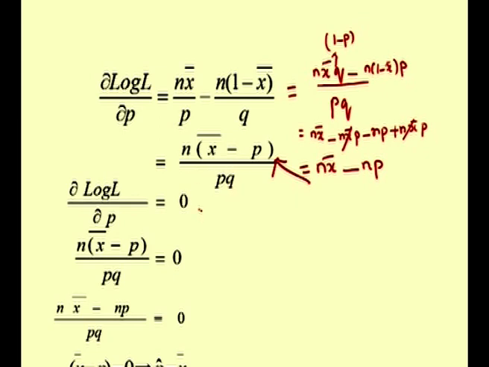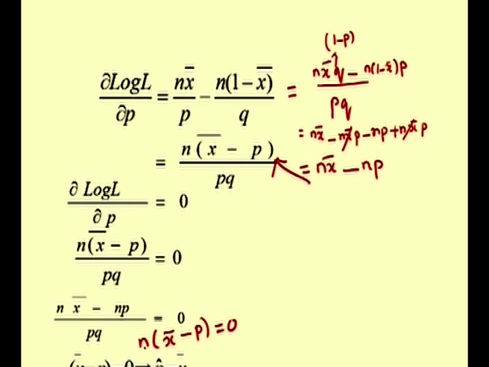Next, you have already differentiated partially with respect to p, and now you equate this function to 0. So you will get n into x bar minus p divided by pq is equal to 0. So here you multiply n inside, so you will get n x bar minus np divided by pq is equal to 0. Again p and q are constants lying between 0 and 1, so you cross multiply to the other side, it becomes 0. So you will have n into x bar minus p equal to 0.